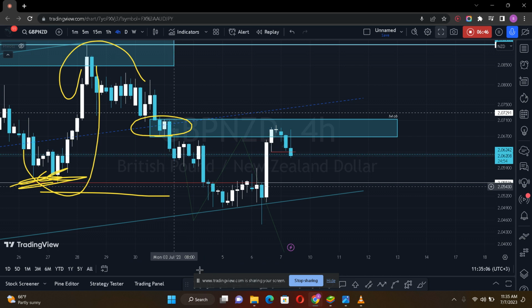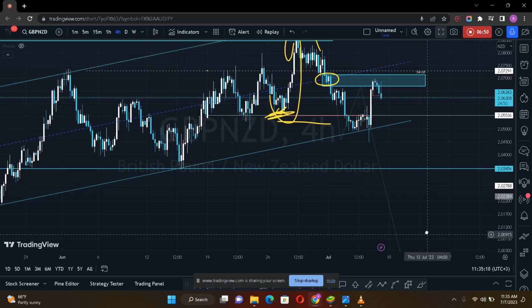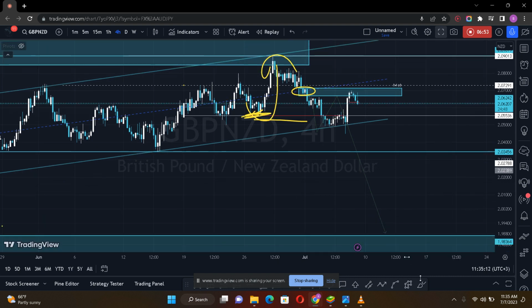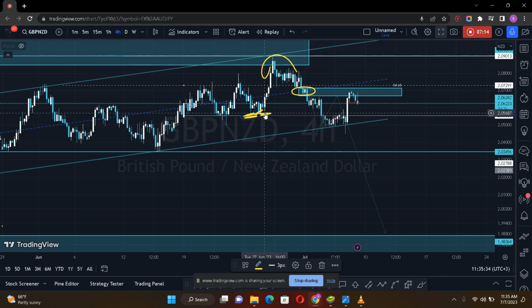So what I was waiting for is price to break that structure, and it did. Then resume the origin and give me a trigger here on the internal structure, that being the lower time frames. Then I would ride this move all the way down. And as per a few moments ago, I have been triggered into the market and I am short British pound against the New Zealand dollar.